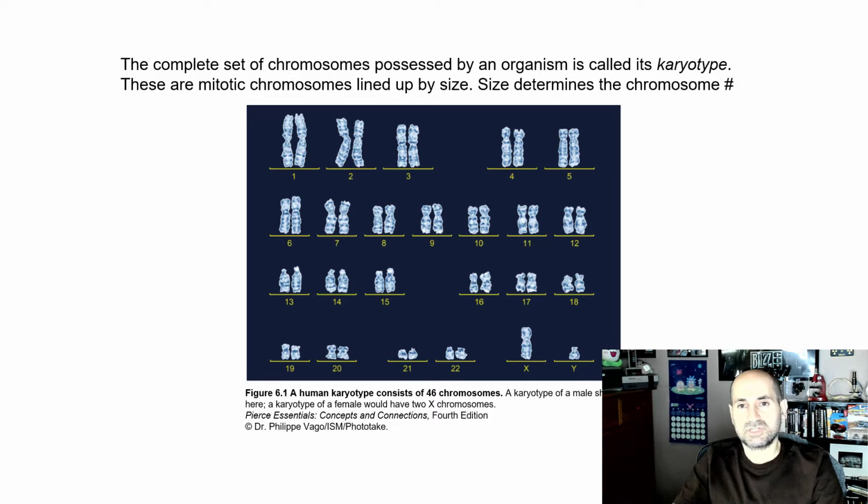So this is a karyotype of a human, and you could tell this would be from a male because they have the X and Y chromosomes here as the 23rd chromosome. Now, if it was a female, you would see two X chromosomes, and if it's a male, you see the X and Y chromosomes.